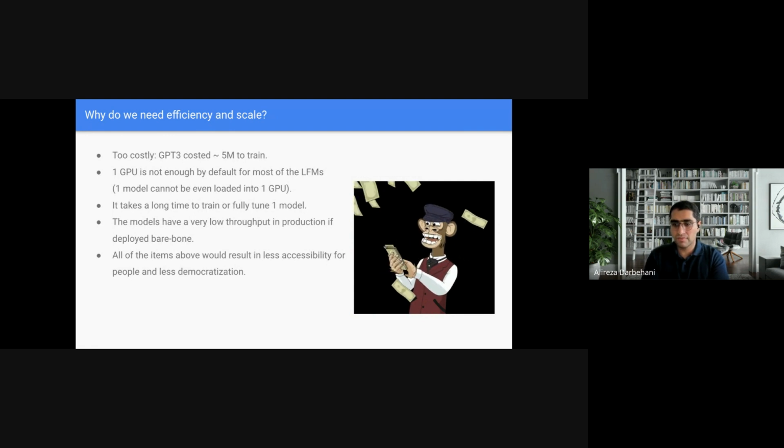The accumulation of all of these reasons is that if we don't use these techniques, then Gen AI and large language models will be less accessible for people and less democratized. So basically, you always rely on big players such as OpenAI, Microsoft, Google Cloud, etc.